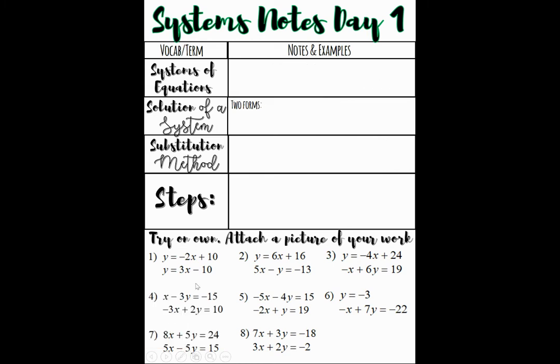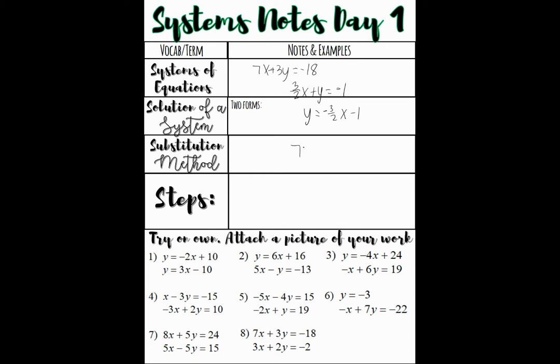All right, number 8. None of these are easily divisible, so I'm going to divide the second one by 2 because I know that this gives me a whole number still. We'll have 7x plus 3y equals negative 18. Divide that one by 2, we get 3 halves x plus y equals negative 1. Move over the 3 halves, so y equals negative 3 halves x minus 1.